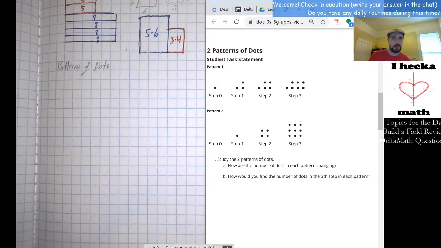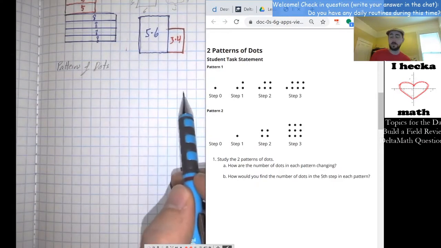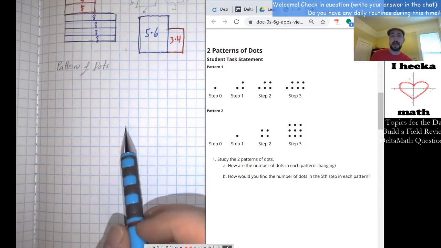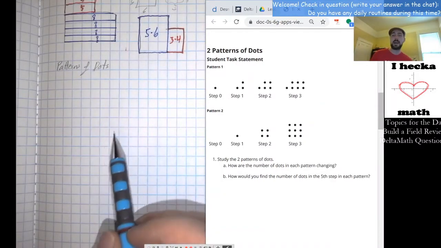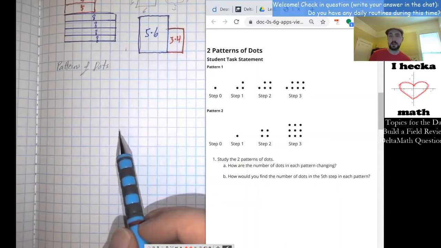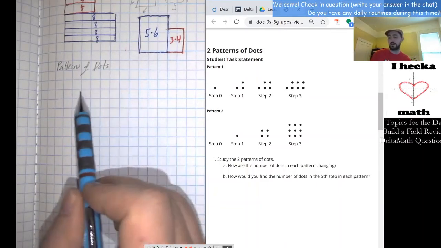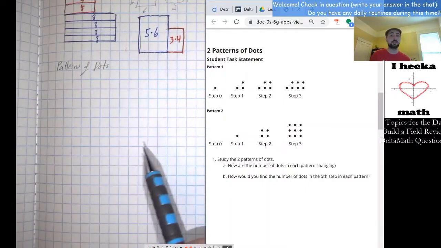I would say take a minute and answer these two questions on your own, but when you do this, you're probably going to have to draw the dots. And when they ask how are the number of dots in each pattern changing, you would probably want to show it using annotations. So not just writing words, but also annotating how you see the change. So take a minute, pause the video, do this on your own. While you have the video paused, I am going to be copying my patterns down into my notebook so I can annotate it on my sheet as well.